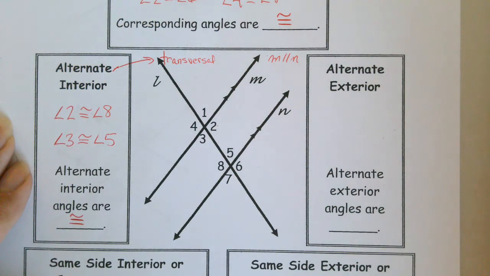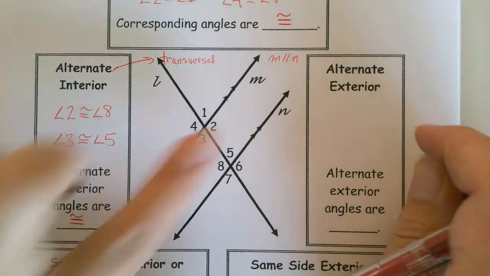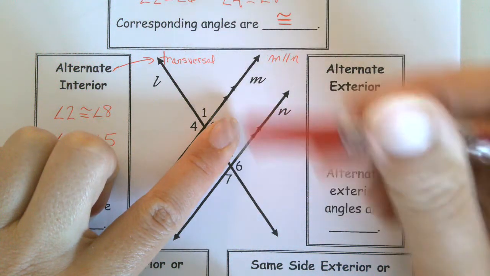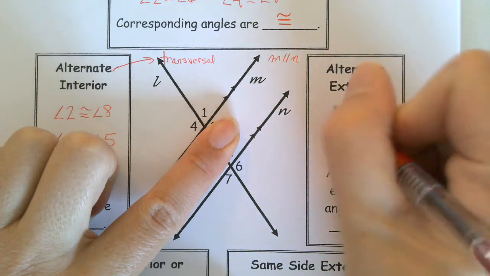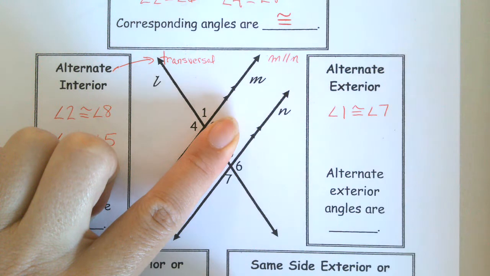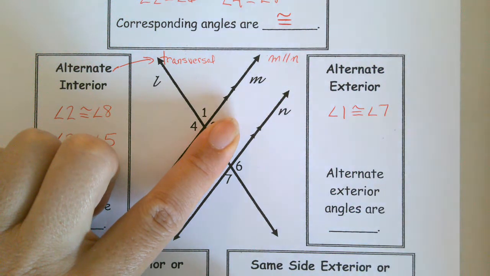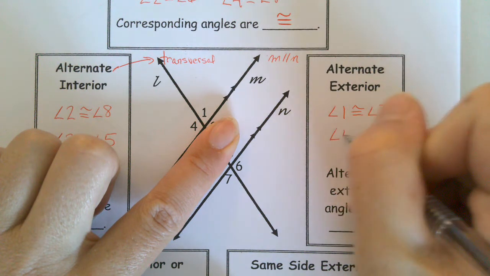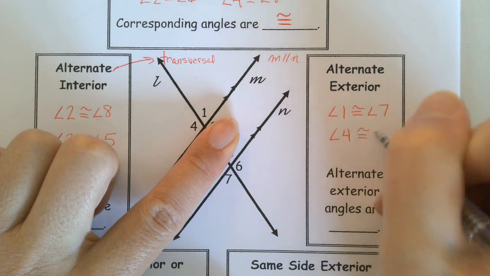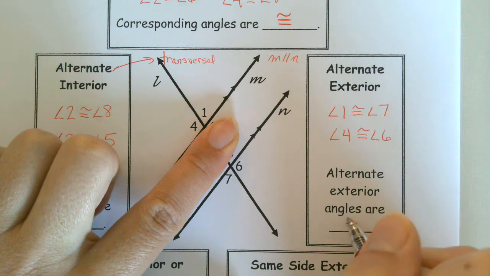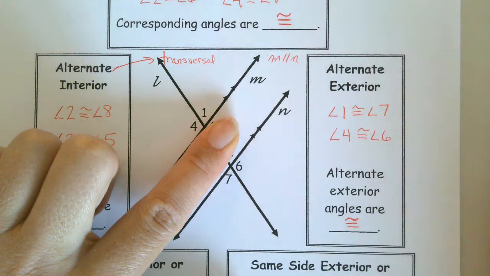All right, now let's look at alternate exterior. Again, they're the ones on the outside. So 1 is exterior and so is 7, and look, they alternate. Angle 1 is congruent to angle 7. The other set of alternate exterior are 4 and 6. Angle 4 is congruent to angle 6. Alternate exterior angles are also congruent.